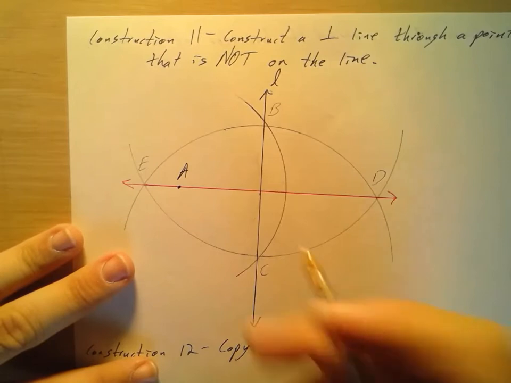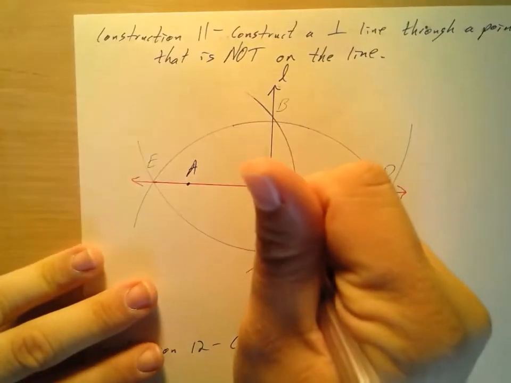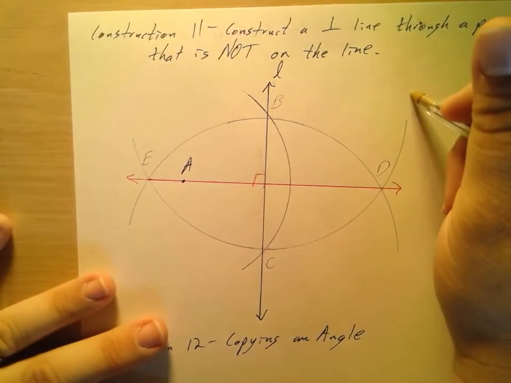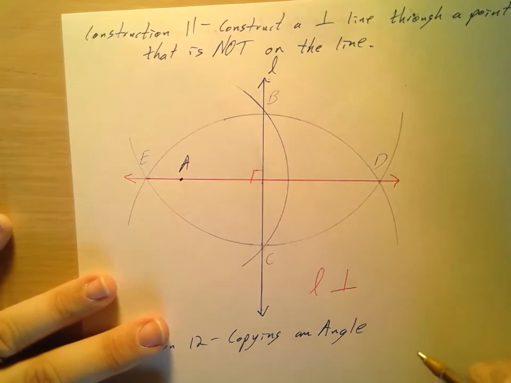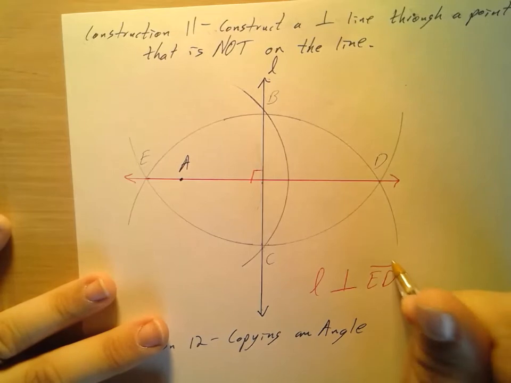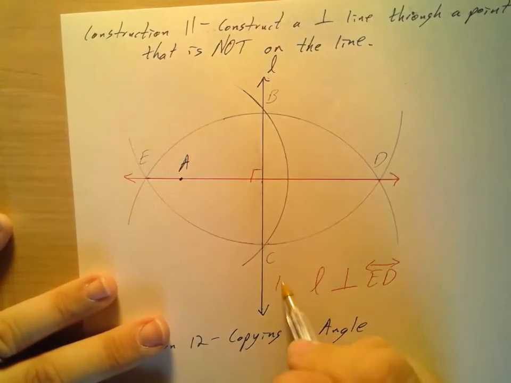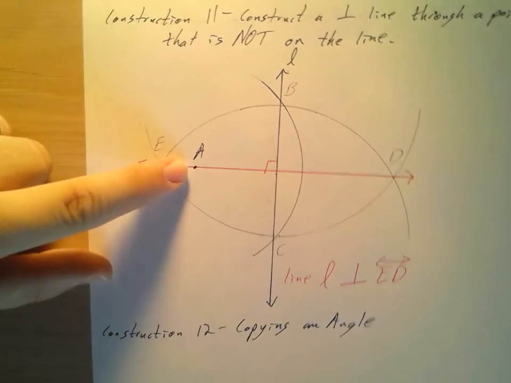And one thing we could say here, because it's the perpendicular bisector, it is perpendicular to this segment. And so we could say that line L is perpendicular to line ED. Alright, and so that's what we have. That is the construction for a perpendicular line through a point that is not on the line.